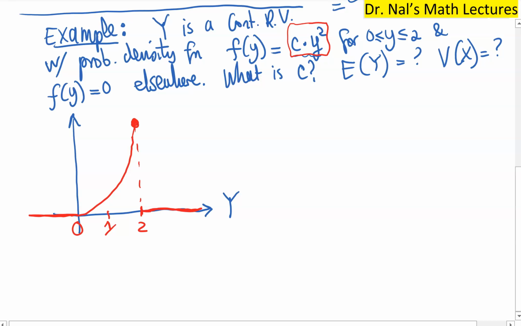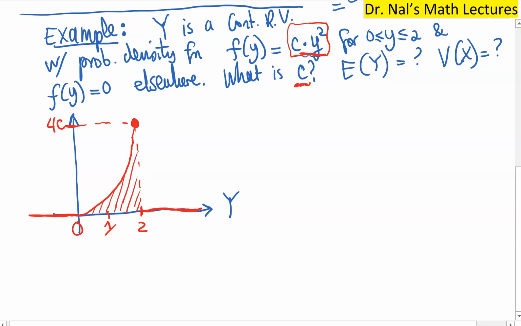The question is, of course, we don't know the value here. The value here would be c times 2 squared, which is 4c. So all we want is to make sure that the area underneath this curve is equal to 1. Does that make sense? That's easy using calculus. So before the expected value, we need to calculate c.